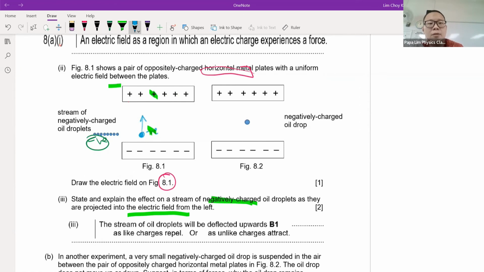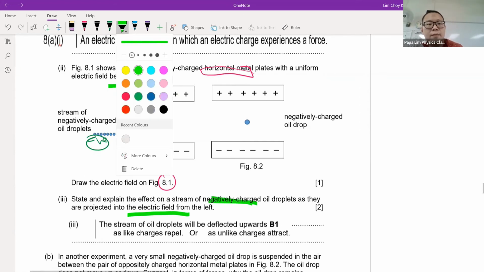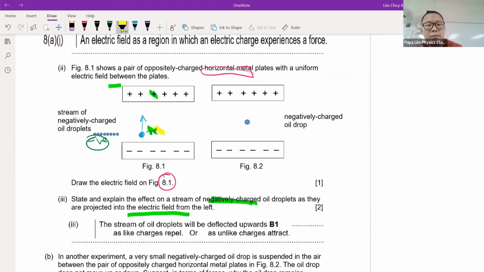And similarly, because the bottom plate is negative charge, this is what we call like charges repel. So you'll find that the bottom plate will push the oil drop towards the top.